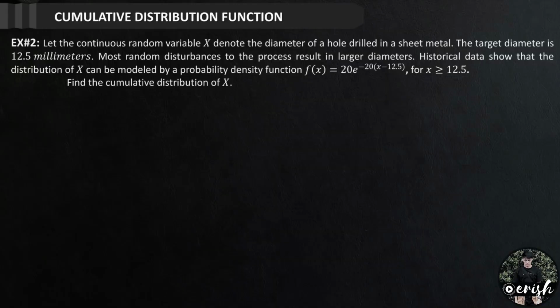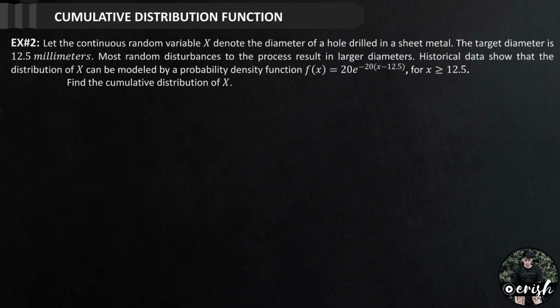Example number 2, let the continuous random variable x denote the diameter of a hole drilled in a sheet metal. The target diameter is 12.5 millimeters. Most random disturbances to the process result in larger diameters. Historical data show that the distribution of x can be modeled by a probability density function given f of x equals 20 times e raised to negative 20 times x minus 12.5 for x greater than or equal 12.5. Find the cumulative distribution of the x.